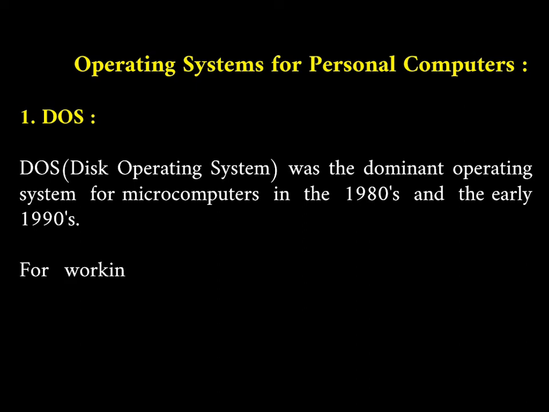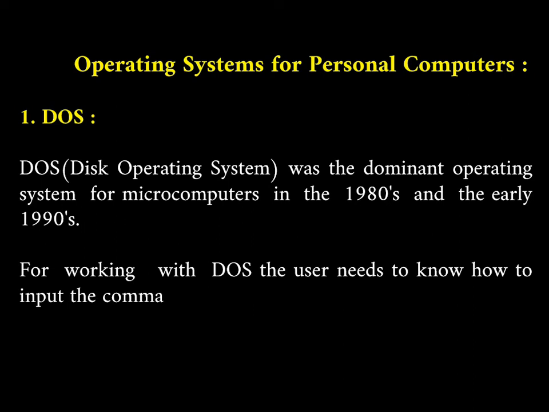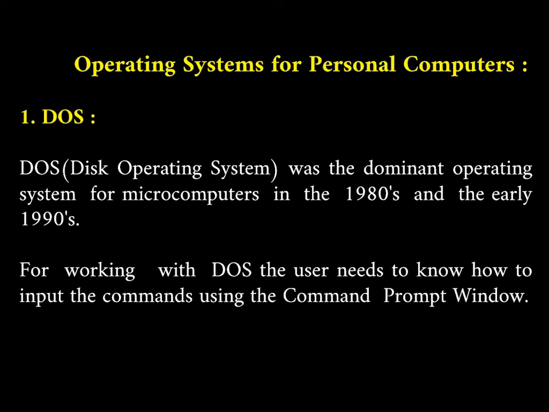When this type of operating system was there, we did not know Windows. Windows came in 95, 90 at that time, but the first Windows came before that. Windows was there, but with the command. So for working with DOS, the user needs to know how to input commands using the command prompt window. Everything on this operating system we have to do by giving commands every time. Whatever the commands are, we are going to learn them, then create a file, then copy the file, then rename the file.